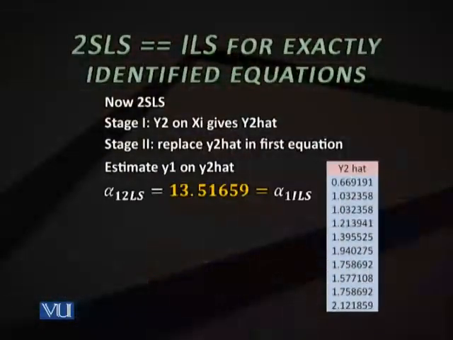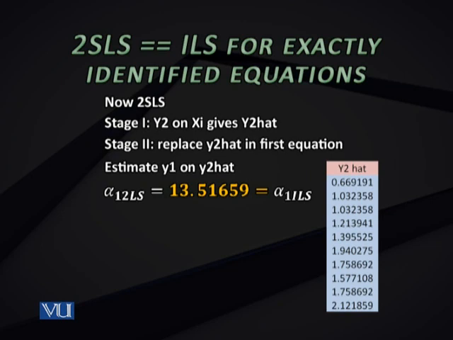Now let's see if we perform the 2SLS procedure, do we get the same 13.51 or do we have a different value? So now you are looking at a column on the screen, y2 hat. For example, the first value is 0.669191. This is an estimated, fitted value of y2 hat when you regress y2 on x1 in this model. So this is your stage 1. In stage 1, we regress y2 on x1 and calculate the values of y2 hat. These are the theoretical values. In stage 2, we will replace y2 with this y2 hat and perform a regression of y1 on y2 hat. So you have this column as well in the file.